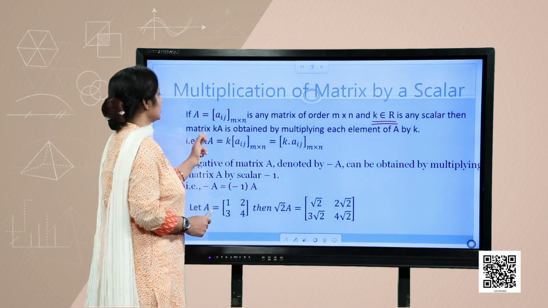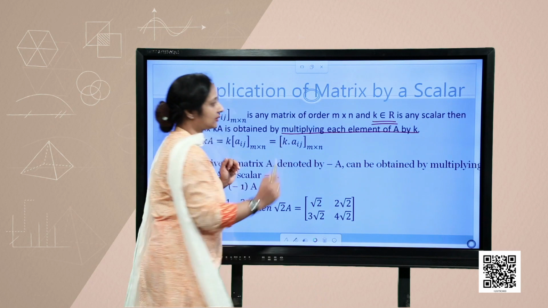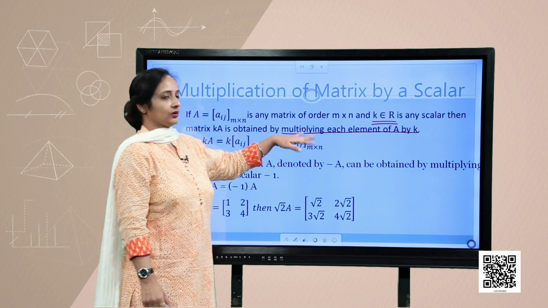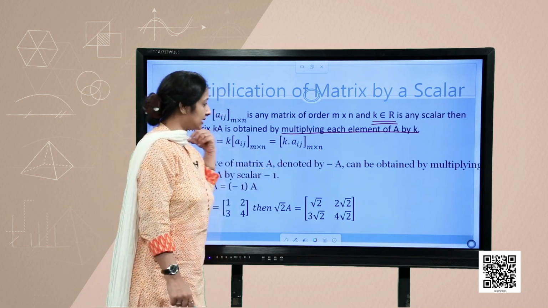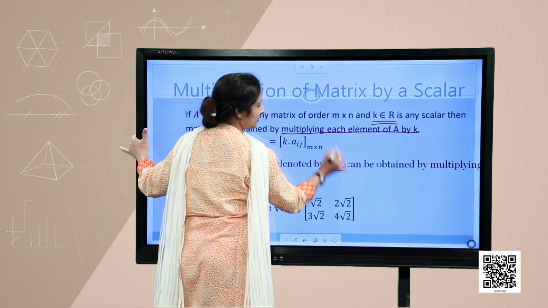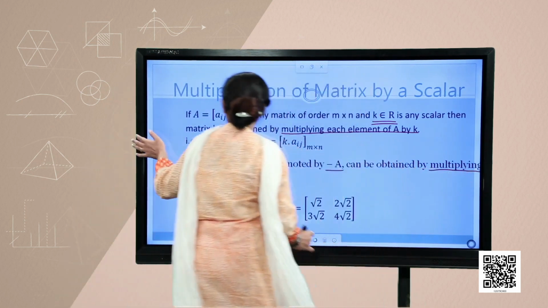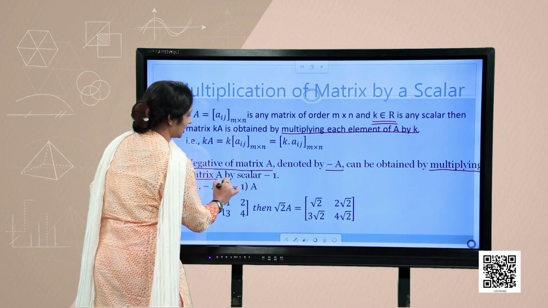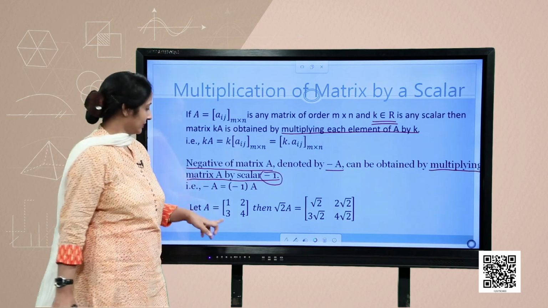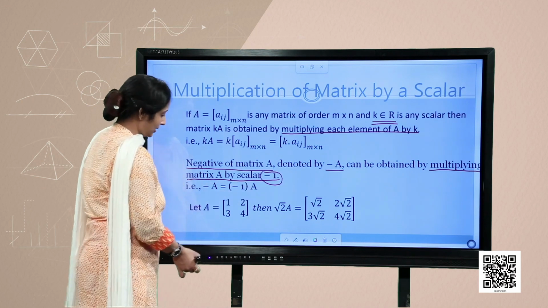rational, irrational. So, matrix KA is obtained by multiplying each element of A by K. KA can be written as K into Aij, or you can take this K inside the matrix sign, you can multiply all the elements. So, negative of matrix A, that is denoted by minus A, can also be obtained by multiplying each and every element with this scalar quantity minus 1. So, for example, minus A can be written as minus 1 into A.